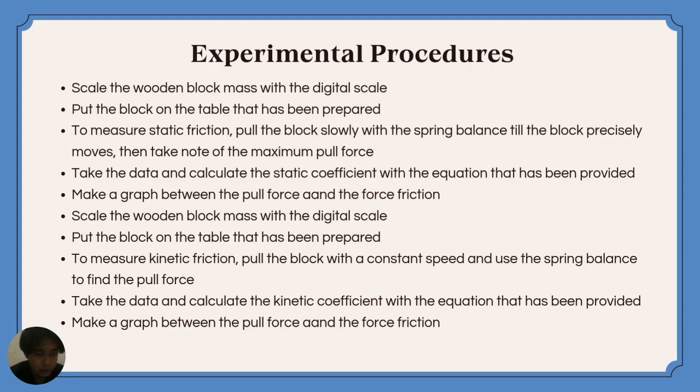And 6. Scale the wooden block with the digital scale. 7. Put the block on the table that has been prepared. 8. To measure kinetic friction, pull the block at a constant speed and use the spring balance to find the pull force. 9. Take the data and calculate the kinetic coefficient with the equation that has been provided. 10. Make a graph between the pull force and the friction force. Next slide.